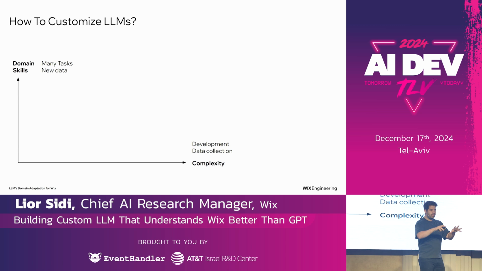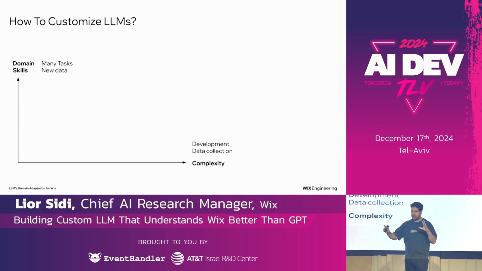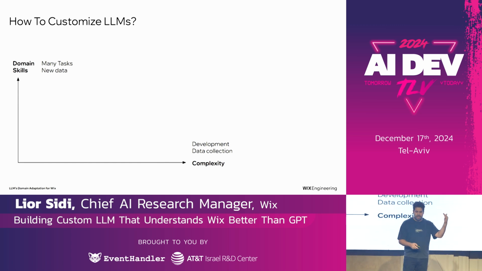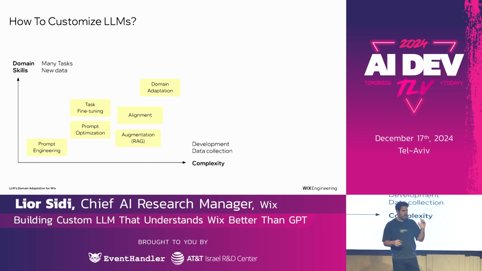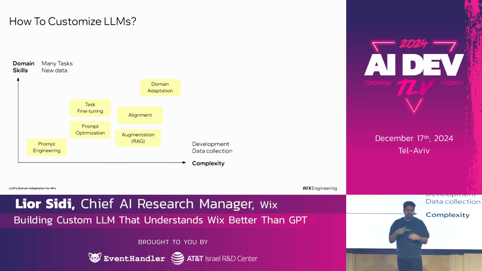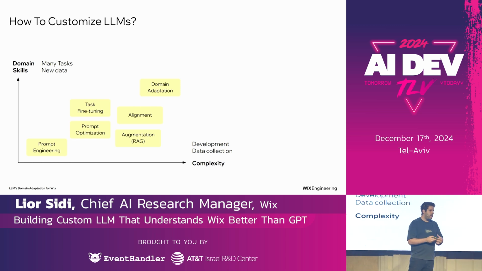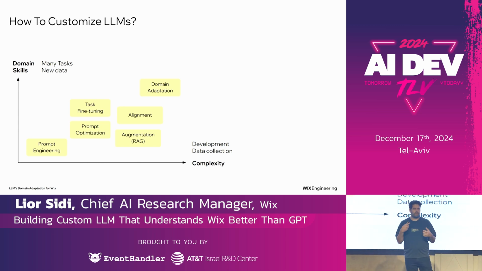If I'm comparing for you, because you have all these techniques and you want to understand where they sit, you have this complexity world: how much development and how much data you need, versus how many skills the LLM is going to have. On the bottom left, you have prompt engineering. It's very simple, not that complex, but very limited in its skill set. And on the upper right, you have domain adaptation, where we're going to talk about its complexity, but it benefits you with a lot of native skills that you get out of the box from the LLM without doing a lot of prompt engineering.